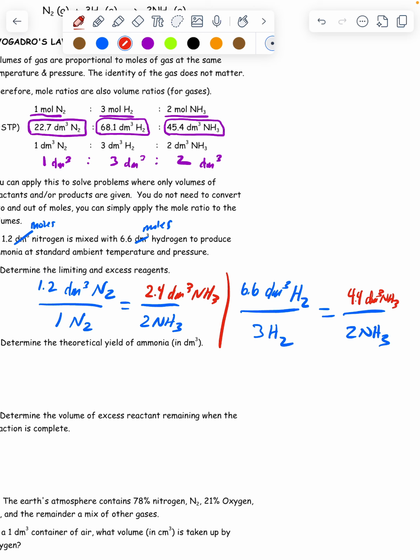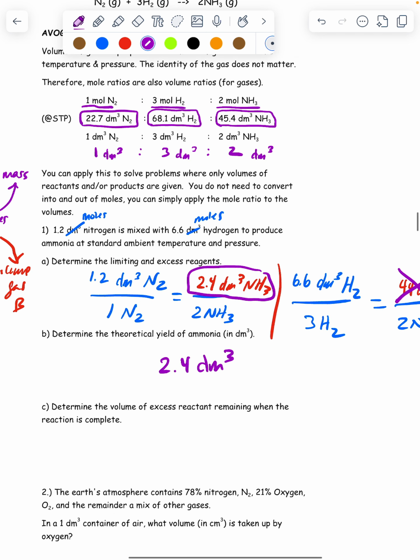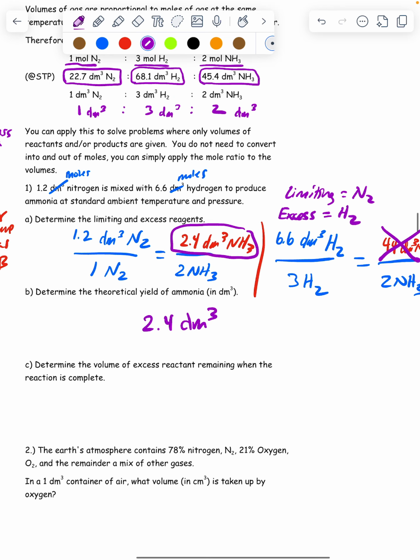Okay, and then it's just like any other limiting excess reagent question. I'm going to choose the smaller amount. So this is the amount I actually make. So the theoretical yield of ammonia is 2.4 dm cubed. I don't actually make this amount. That's too big. Clearly my nitrogen would have run out. So I would say my limiting reagent is N2, and my excess is the H2, because the N2 made less, the H2 I must have extra of. And the last question, determine the volume of excess reactant that's remaining.